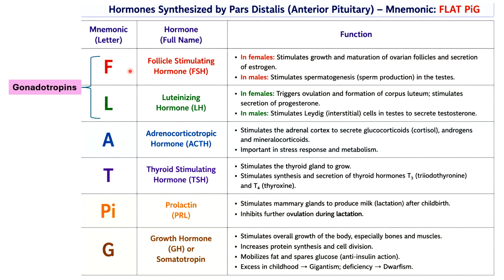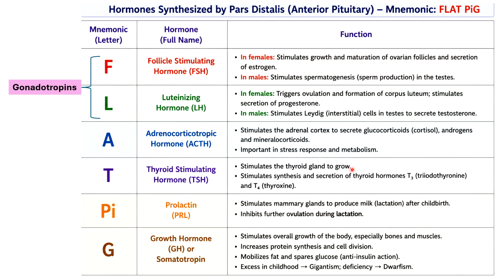Next, these FSH and LH together affect the male and female sex organs, or the gonads. That's why they are together known as the gonadotropins. Next hormone is A, or adrenocorticotropic hormone. In the word you have adreno-cortico, that means this ACTH hormone stimulates the adrenal cortex. And when is it stimulated? It is stimulated during stress and when metabolism is required by the body.